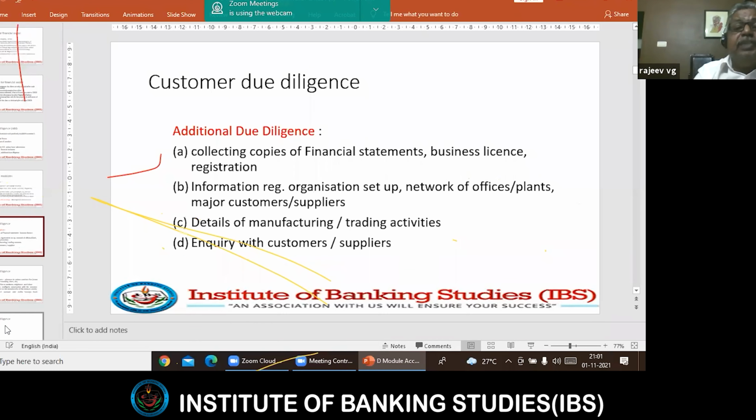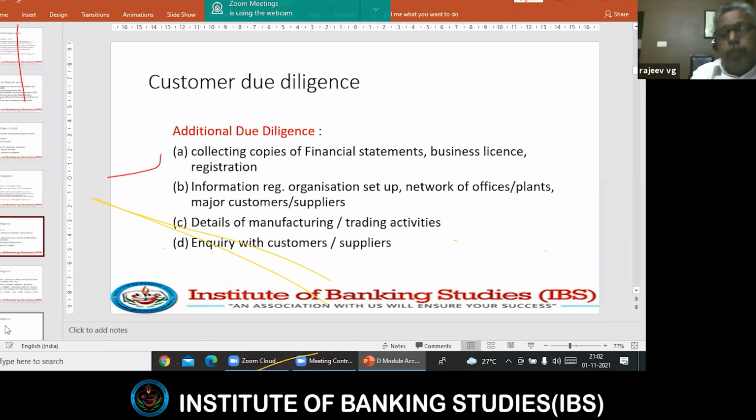Additional due diligence that is required for high-risk customers, bigger customers. So collecting copies of financial statements, business license, registration details, etc. This comes under customer due diligence, additional due diligence. Information regarding organizational setup, network of offices, major customers, major suppliers, details of the manufacturing, what are the trading activities, what are the manufacturing activities. Then we can make some inquiries with the customers and suppliers also to find out what the company is doing and whether the company is doing anything which is not permitted, etc.